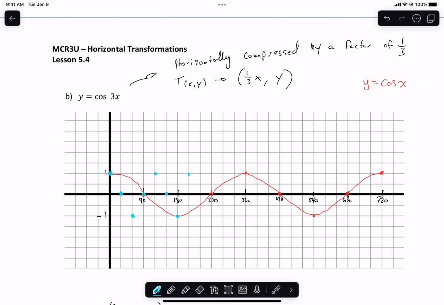Okay, so that's actually, oops, did I do that right? No. That's actually 2 cycles there. So that's y equals cos 3x. Okay.